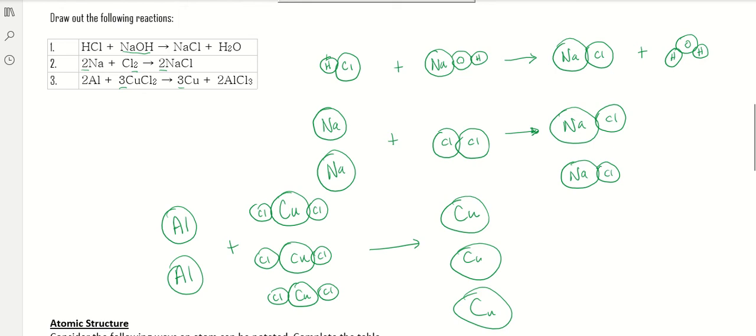Now, if I look at AlCl3, I have 2 of those. That means I have 2 of the compounds of Al connected to 3 chlorines. There's 1. There's 2. That is how you would model each of those reactions.